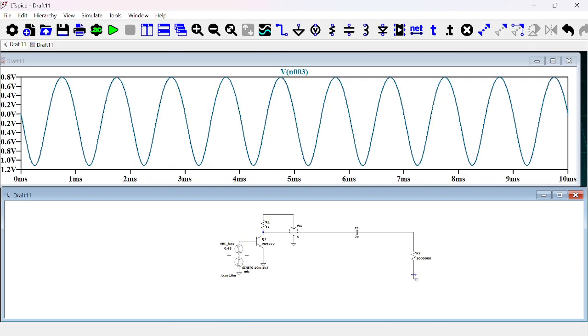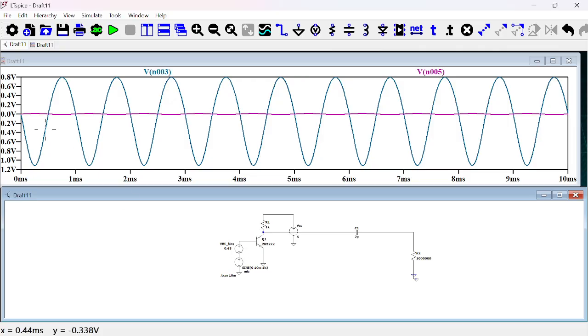Compare that to the input from the microphone, then you know we have significant output voltage swing. So the 10 millivolt swing is now giving me very huge, about 800. So my gain is about 80 in this circuit.